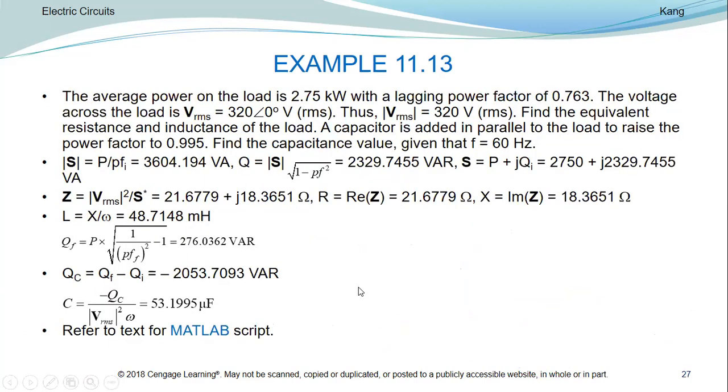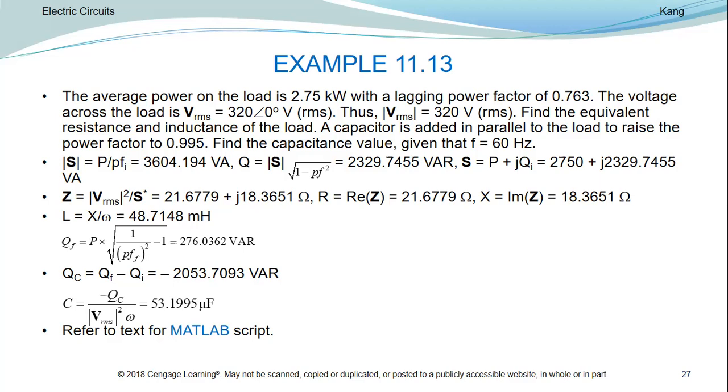Again, for this problem, the average power on the load is 2.75, and the given V root mean square value is equal to 320. So first we have to find the complex number S, which will be equal to P upon power factor. P is the load and PF is the power factor. The ratio of both will be 3604.194. Then you have to find the two parameters of S, the real part and the imaginary part.